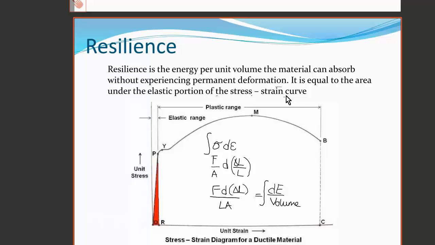Resilience is important for designing machines, or machine components that will experience impact, for instance. And we want to make sure that they can absorb the impact without deforming. So that's resilience.